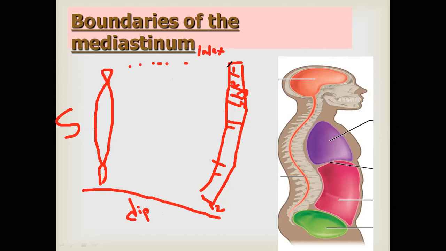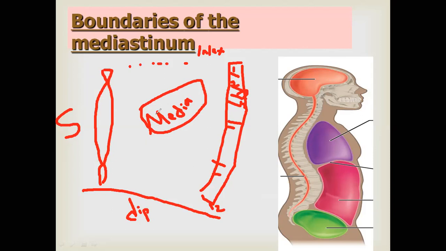Now it is very clear. This space is the mediastinum, which is bounded on both sides by the lung. Totally, all this space is mediastinum. What are the boundaries of the mediastinum?